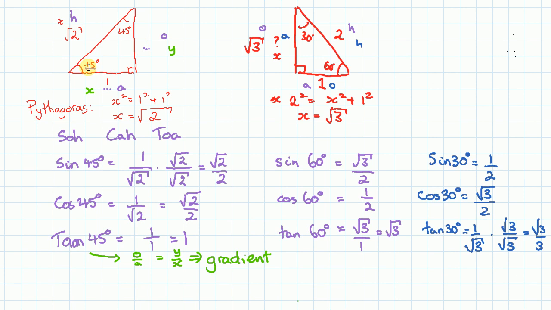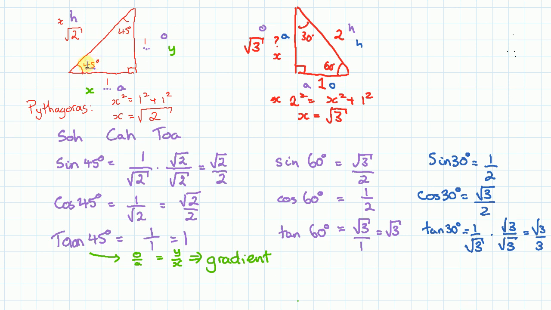Using Pythagoras' theorem, we know that the square of the hypotenuse is equal to the sum of the squares of the other two sides. So 1 squared plus 1 squared is 2, square rooted to give us our hypotenuse, root 2. Now we've got the sides and we know the angles are 45, we can do SOHCAHTOA.